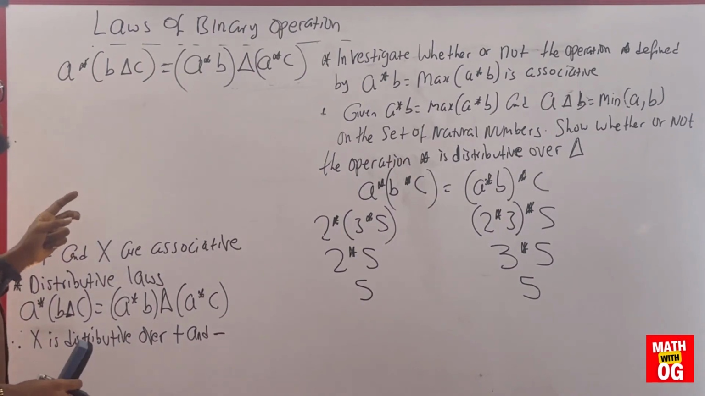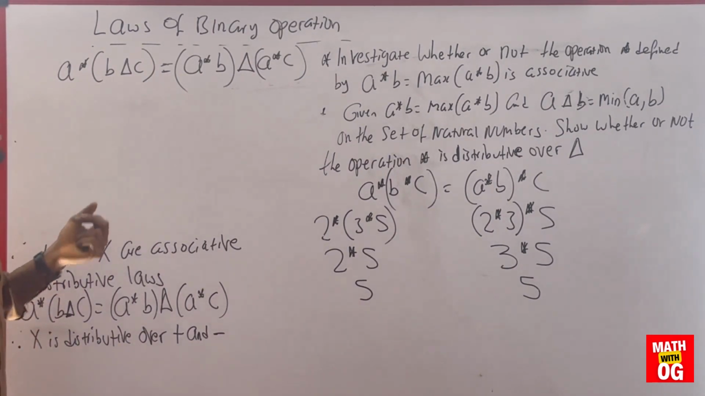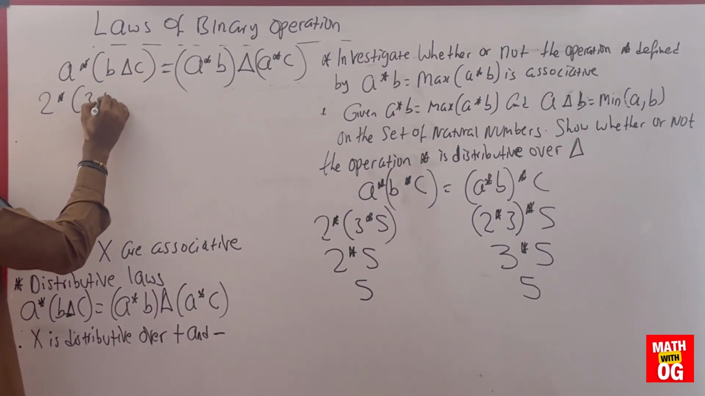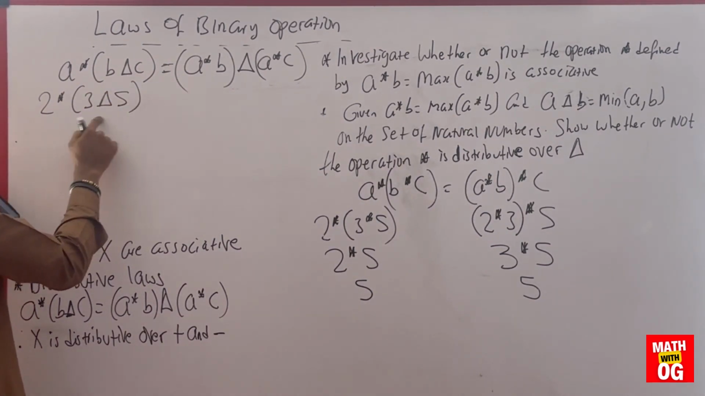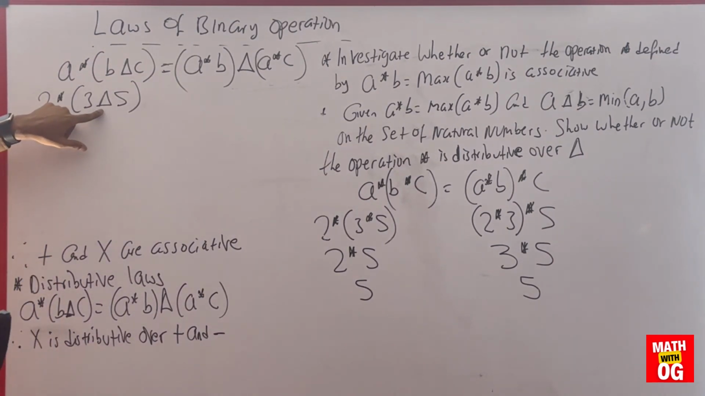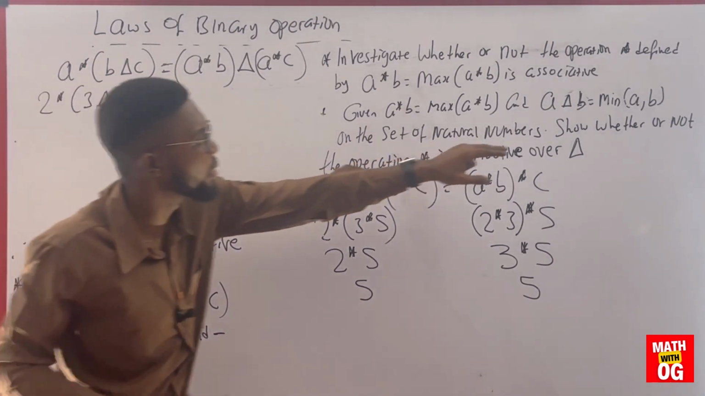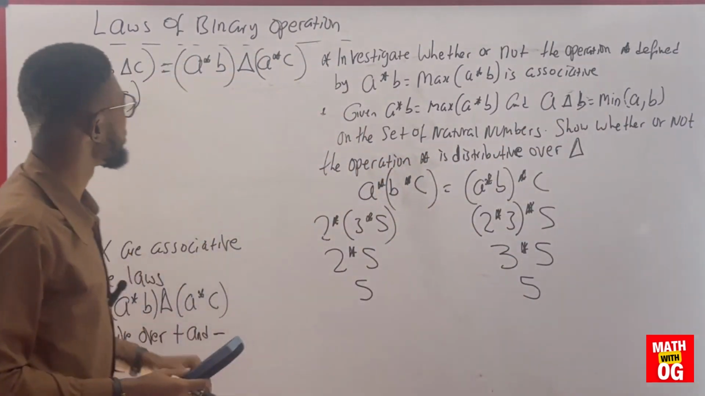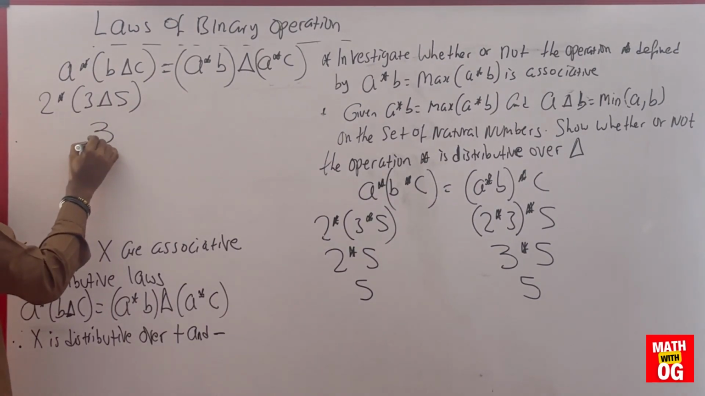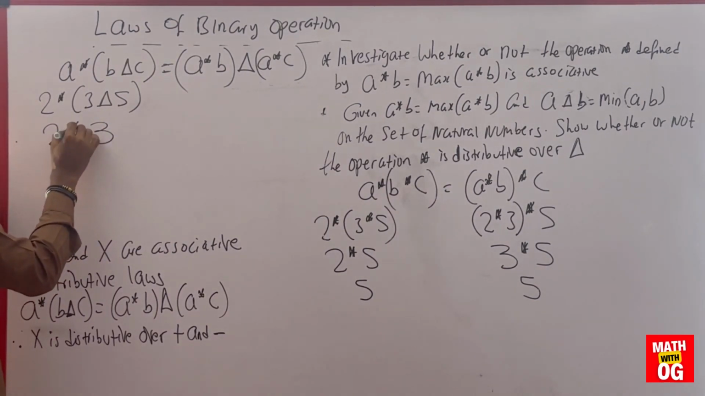So let's pick values 2, 3 and 5. So 2 operation (3 operation 5). So we solve the bracket first. What is 3 operation 5? This particular operation states that we should look for the minimum value of A and B. So what is the minimum value of 3 and 5? The minimum value here is simply 3. So we have 2 operating on 3.